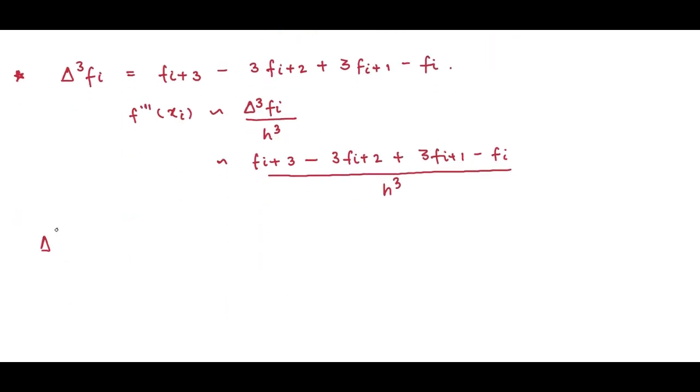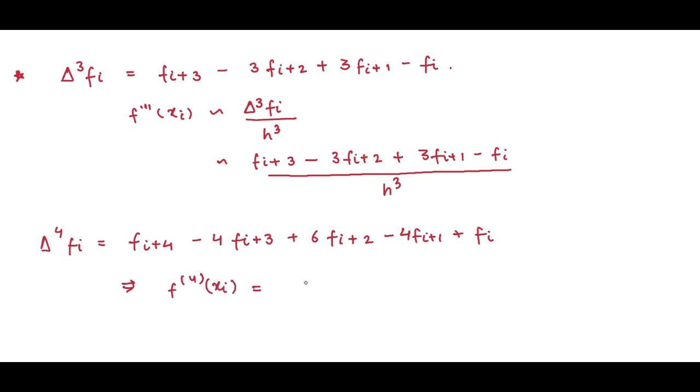And similarly, the fourth forward difference is delta power 4 fi equals fi plus 4 minus 4 times fi plus 3 plus 6 times fi plus 2 minus 4 times fi plus 1 plus fi. And therefore f4 xi approximately becomes delta power 4 fi divided by h power 4. So the important pattern is that the nth derivative is approximated by the nth finite difference, with the factor h to the power n in the denominator for the basic forward difference approximation.